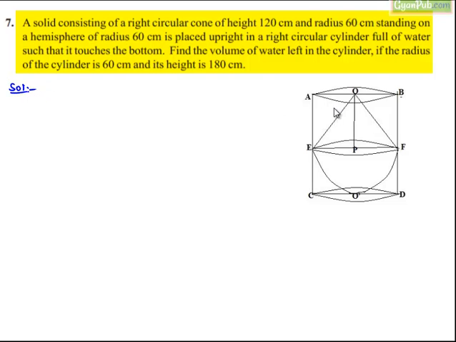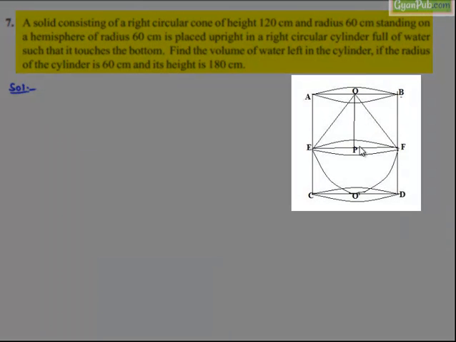Here he says that there is a solid right cylinder in which a cone surmounted on the hemisphere is placed in it.